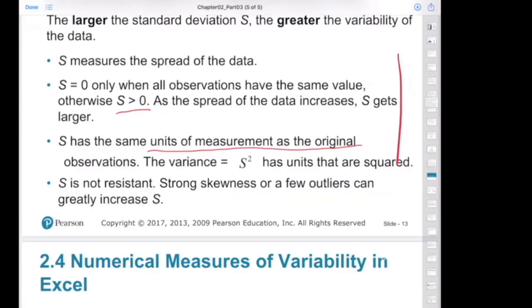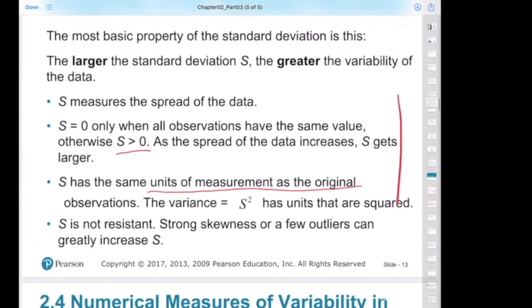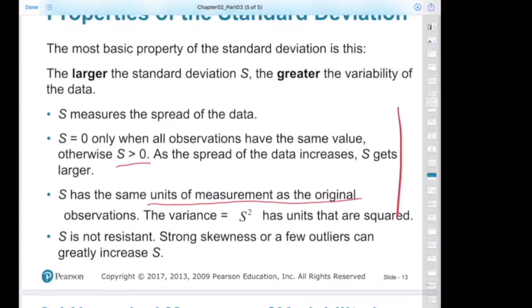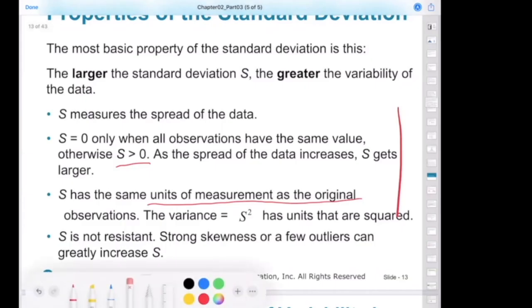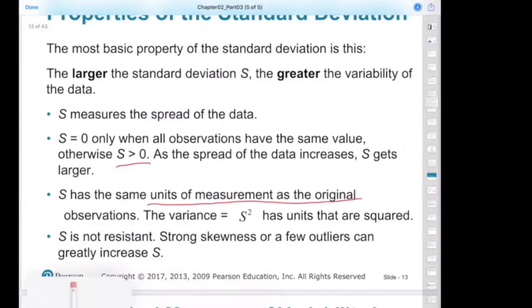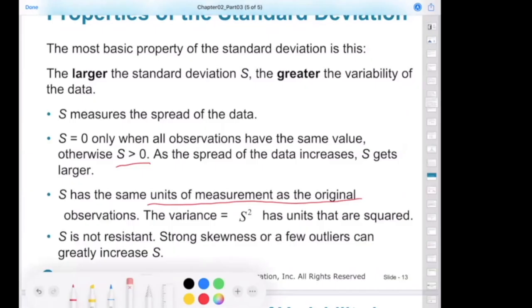S, the standard deviation, is not resistant. What does that mean? That means if we have outliers, what will happen? The variability here will be very high because it's not resistant. Why is it not resistant? Can someone tell me why? Actually, it's obvious. Because if you have outliers, it will affect your variance.